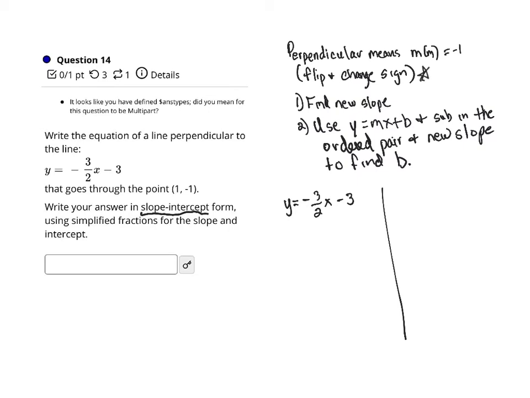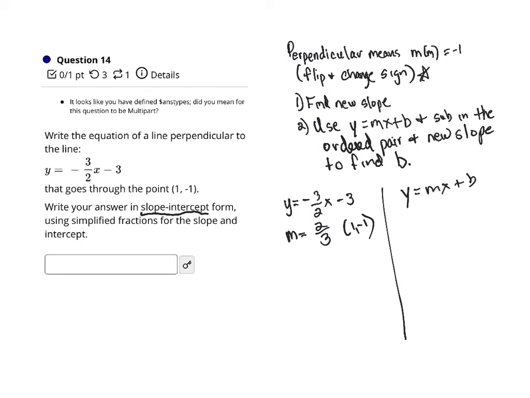So our slope is negative 3 halves. We're going to flip it and change it from a negative to a positive. So it's going to be 2/3. So if you multiply negative 3 halves times 2/3, you'd get negative 1. So flip the slope, change the sign. And then it gives us the ordered pair, 1, negative 1. So we're going to use that to find our slope, to write our slope-intercept, our equation of the line, just like we did in the other one.